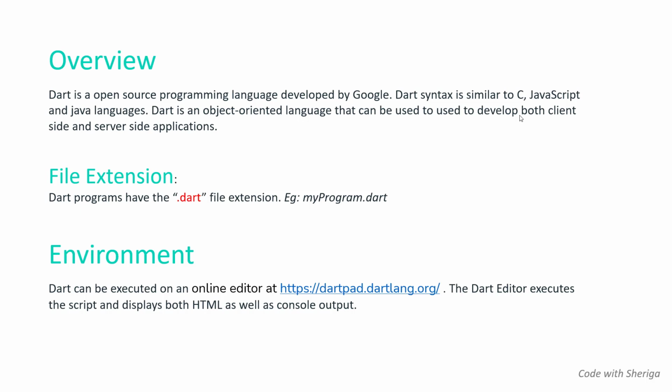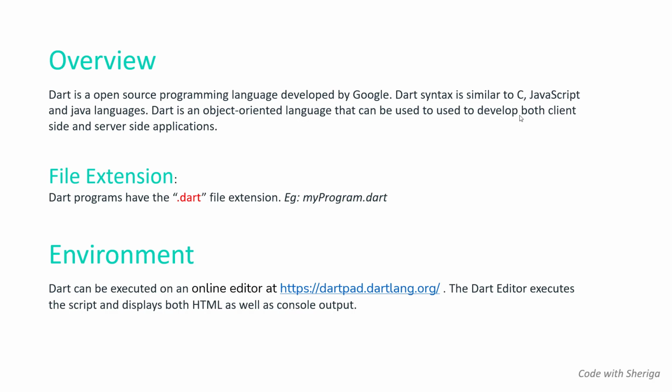Now, Dart programs have the .dart extension. So if you are going to create a Dart program, you need to add the .dart file extension in order for it to be able to run. Now, there are many ways in which we can run a Dart program. So we can use an online editor, and that's the link over there. We'll go to dartpad.dev, but I'll be using my VS Code.